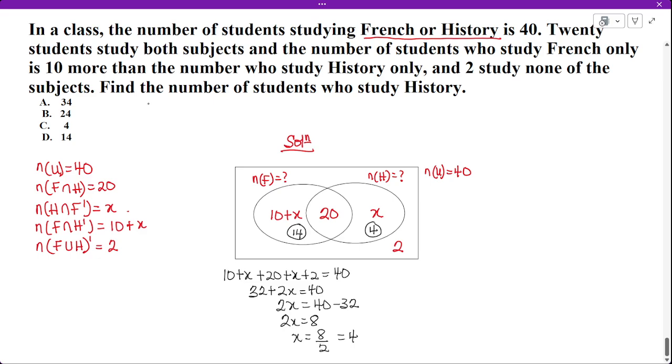Now the question reads, find the number who study history. That is, we are considering everything inside the circle for history. Everything inside the circle for history has to do with this whole thing here, which is 20 and then X, which is now 4. So 20 plus 4 gives us 24. And so the answer for this question is B.